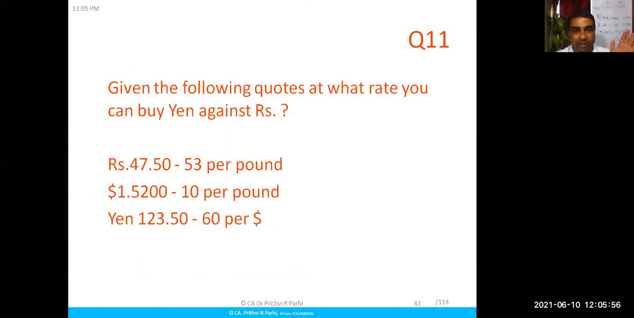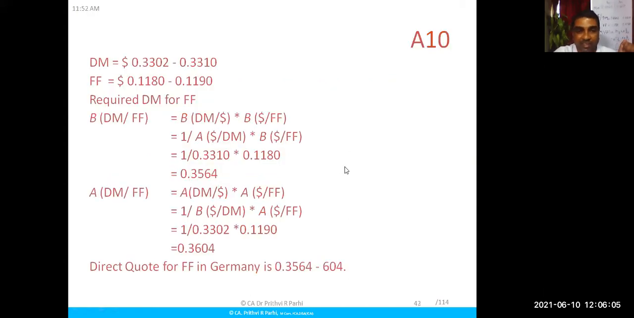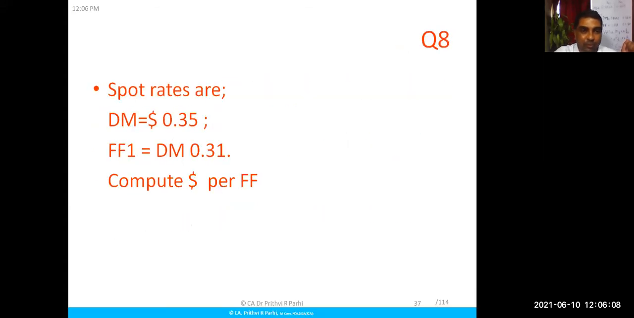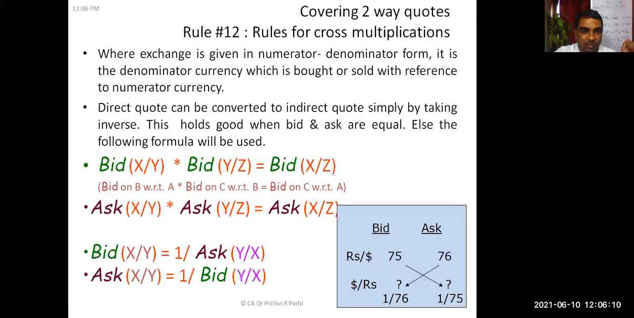Okay. Now, before coming to our next question, here one pertinent question has been asked. Of course, we had learned it in our previous class when I was explaining the concept of two-way quote, right? So this concept, bid x by y into bid y by z is equal to bid x by z. This is no doubt you are having. We are applying this rule also, right? And ask x by y into ask y by z is equal to ask x by z.